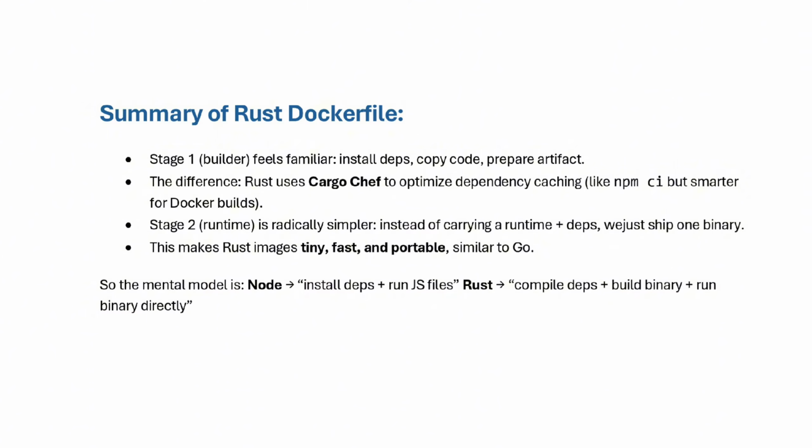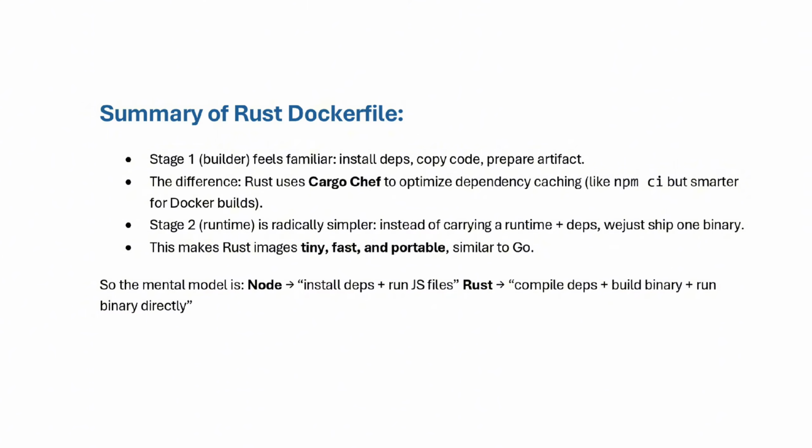Summary of the Rust Dockerfile. Stage 1, builder. This feels familiar. This installs dependencies, copies the code, and prepares the artifact. The difference: Rust uses cargo chef to produce optimized dependency caching, like npm ci but smarter for Docker builds. Stage 2, runtime. That is radically simple. Instead of carrying a runtime plus dependencies, we just ship one binary. This makes Rust images tiny, fast, and portable, similar to Go.